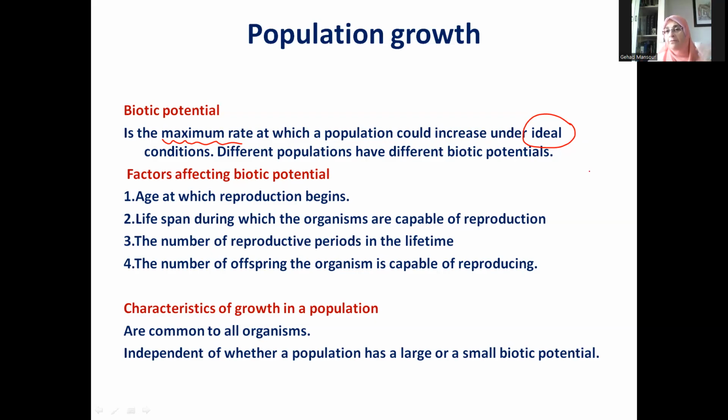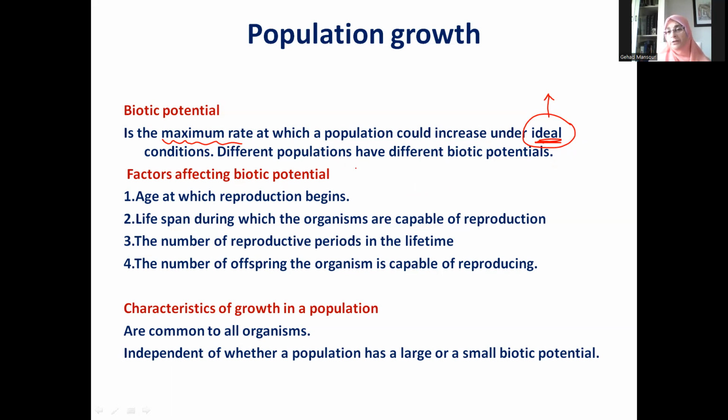Maybe, for example, they have a high biotic potential, but a catastrophic event occurs and leads to the death of the individuals. That's why we're talking about biotic potential under ideal conditions. In order for a population to get a maximum rate of growth, the population should be placed under ideal conditions.